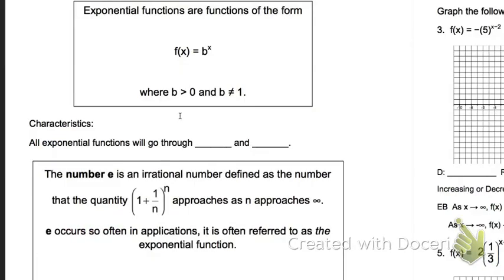So this is the parent function of what you're going to see. All exponential functions will go through (0, a) and (1, ab), which I'll discuss here in a minute. Because whenever you're graphing it, I'm going to have you plot 2 points.